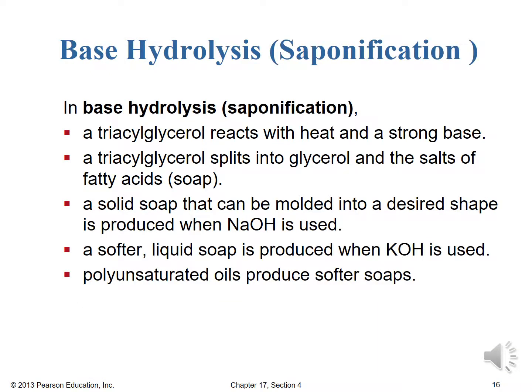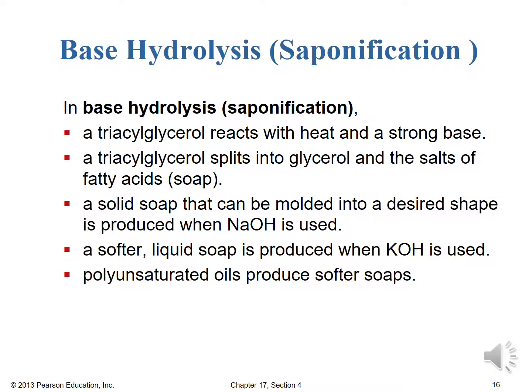If, on the other hand, this hydrolysis is done in basic conditions, it's known as saponification or base hydrolysis. And in this case, the triacylglycerol reacts with heat and a strong base. And because you're in a base, the triacylglycerol splits into glycerol. That's still normal, but you get the salts of the fatty acids, right? They're acids, so they react with the base to form the salts. And so a solid soap that can be molded into the desired shape is usually produced with NaOH or KOH if you want a softer soap. So the solid soaps, you go with the sodium hydroxide. The softer liquid soaps, you would go with potassium hydroxide.